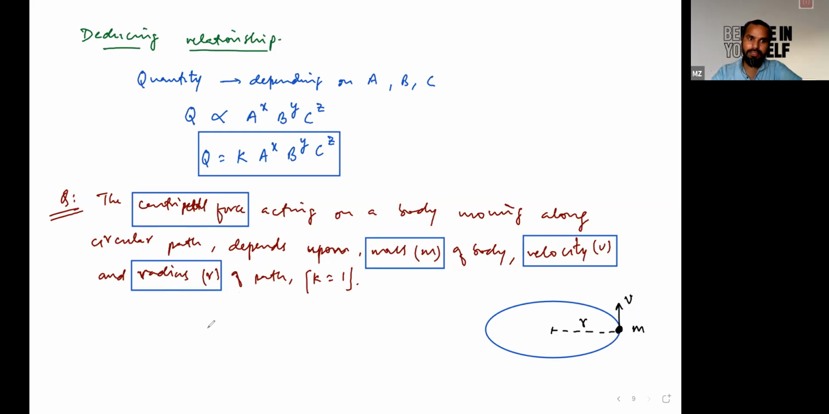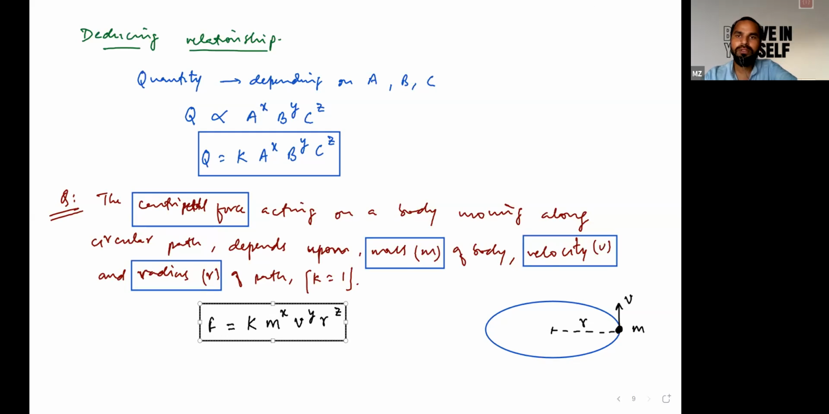So from this relation, let's say F is equal to some proportionality constant, and the terms on which this force depends are M, V, and R. Let's say they have exponents X, Y, and Z. So from this, we have just derived a relation for force and its dependency. Any doubt till now? No, sir. Okay. I have just derived a relationship depending upon what the question is asking here.